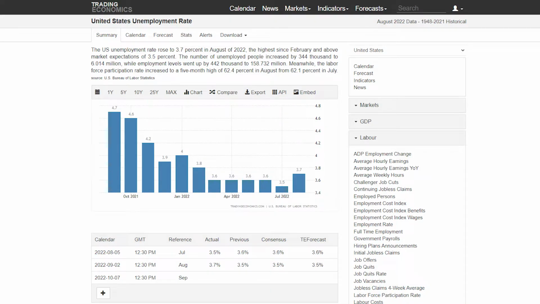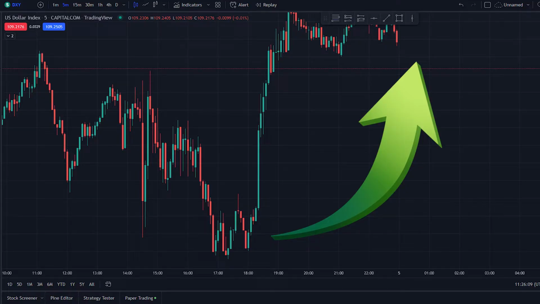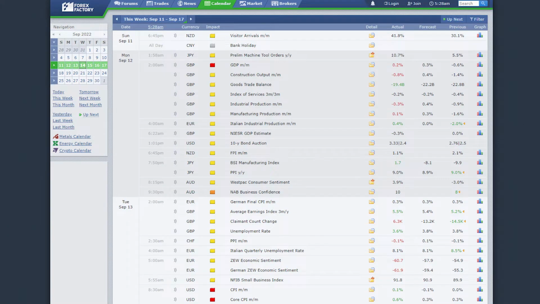In Forex, economic news, for example the unemployment rate in the US, can heavily affect the price of the US dollar. In Forex we have economic calendars showing us all the expected news and how much of an impact it's expected to have on the market.